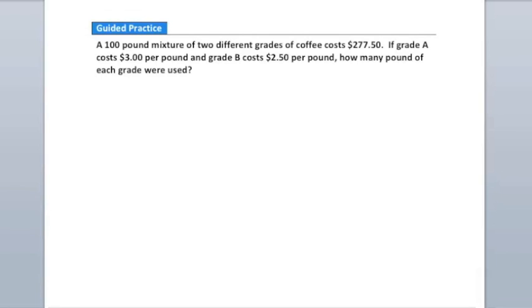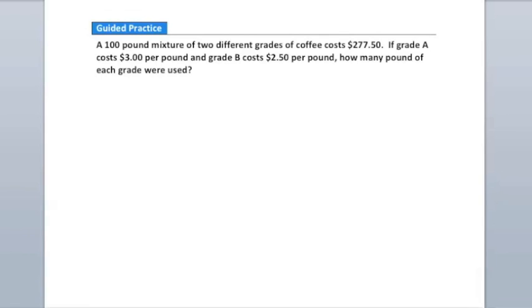Now it's time to practice solving a word problem with two unknowns using a system of linear equations. Pause your video player and answer this guided practice question. When you're done, hit play to see how you did. Okay, a 100-pound mixture of two different grades of coffee costs $277.50. If grade A costs $3 per pound and grade B costs $2.50 per pound, how many pounds of each grade were used?